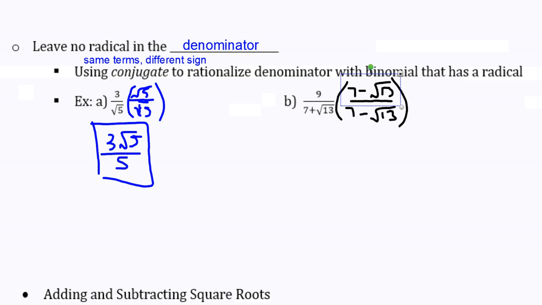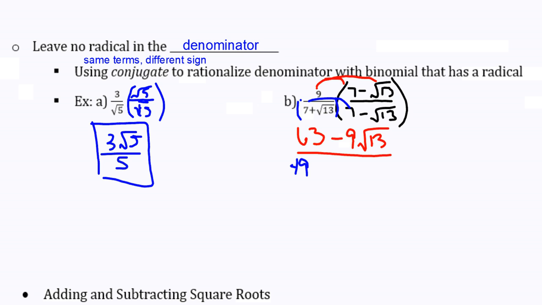Okay. So on the top, I can distribute the 9 into this binomial here. So 9 times 7 is 63, and then minus 9 times the square root of 13. Okay, so that's my numerator. Denominator, I've got a binomial times a binomial, I FOIL, so 7 times 7 is 49. Now what happens with the conjugates when I multiply them, 7 times negative rad 13 is negative 7 rad 13, and then positive rad 13 times 7 is positive 7 rad 13. So these two terms in the middle are going to cancel each other out. That's why we want to multiply by the conjugate.